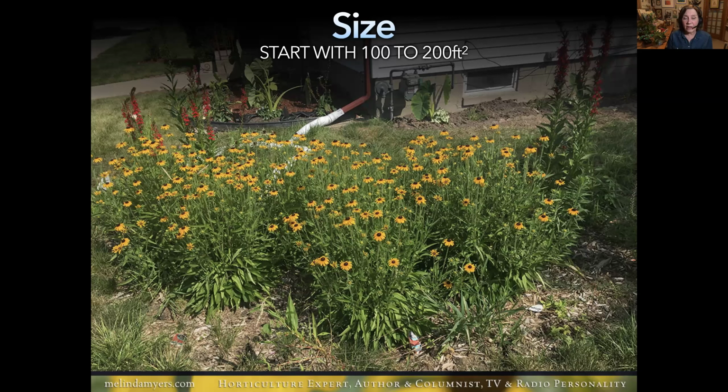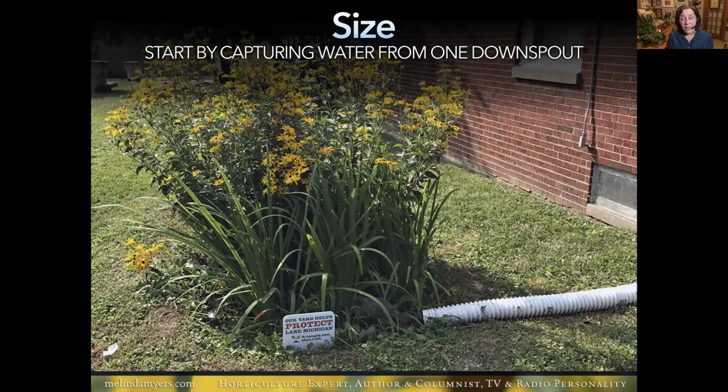So think about that. 100 to 200 feet is kind of a good guiding place to start. 100 square feet is a 10 by 10 garden. So that's a good size garden, and that will handle quite a bit of water. And my recommendation is start with one downspout at a time.